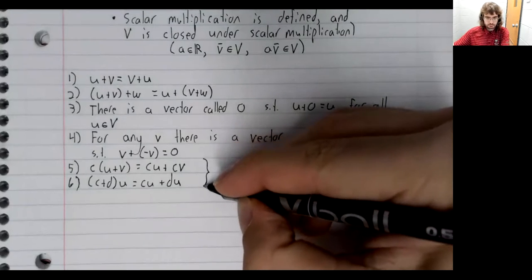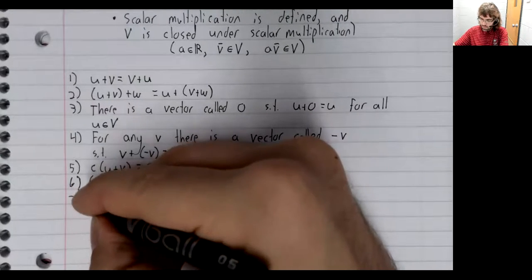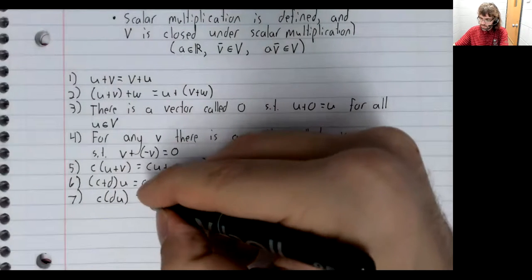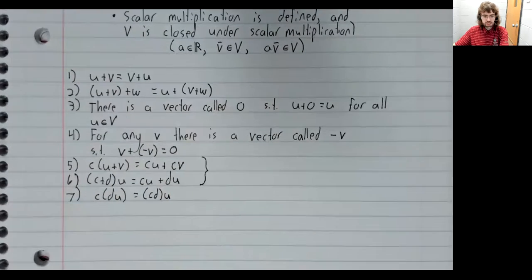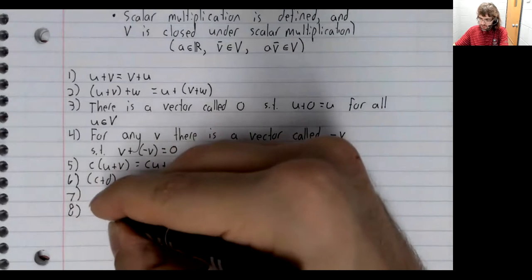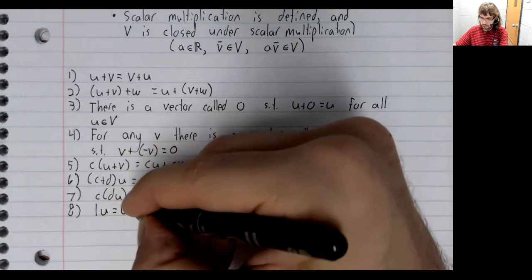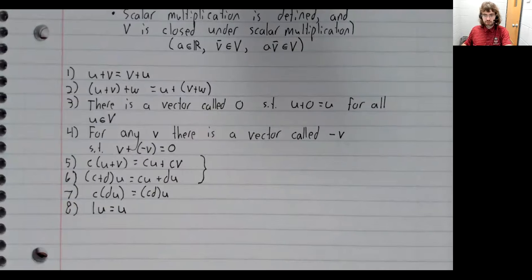Adding two properties at once to this list, multiplication distributes over addition. Scalar multiplication is associative. And scalar multiplication by the real number one does not change a vector.